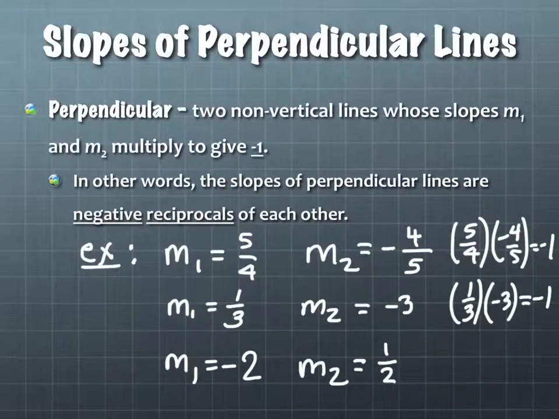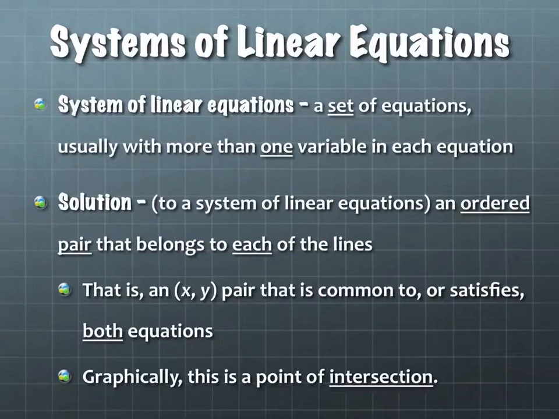So systems of equations mean that we have a set of equations, usually with more than one variable in each equation. Now, the ones we're specifically going to look at are going to be two equations with two variables. You can use more, and that would be higher mathematics than what you are being certified to teach, so we're going to stop with two equations, two variables.